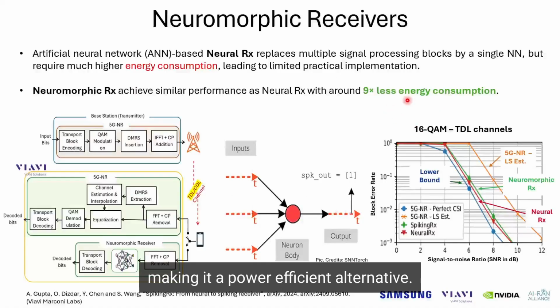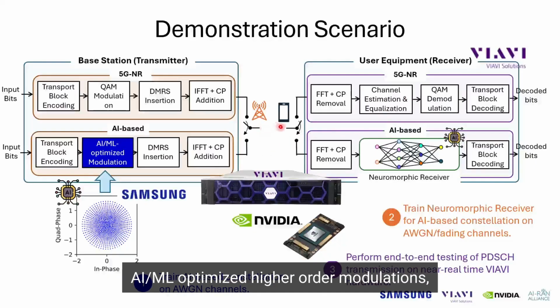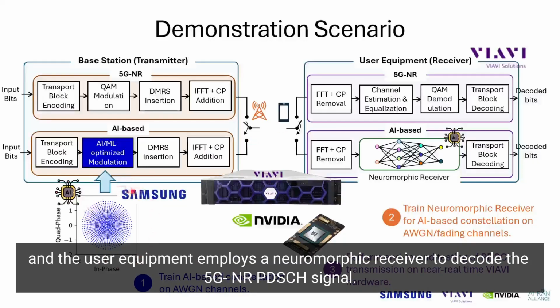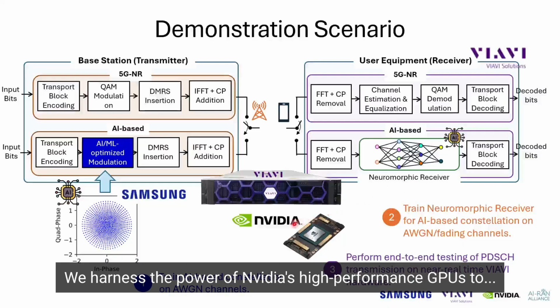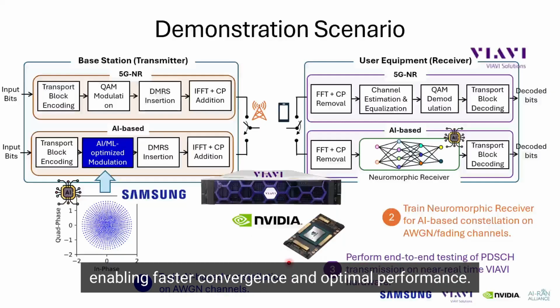In this demo, we showcase a downlink scenario where the base station transmits AI/ML optimized higher order modulations and the user equipment employs a neuromorphic receiver to decode the 5G NR PDSCH signal. We harness the power of NVIDIA's high-performance GPUs to train our models efficiently, enabling faster convergence and optimal performance.